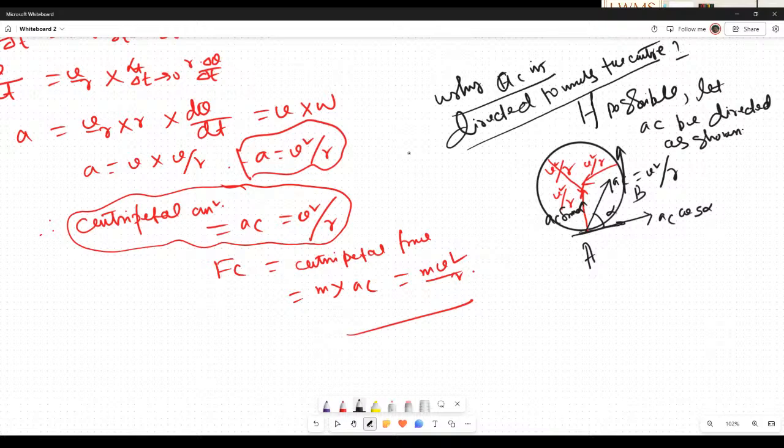So here, if the acceleration were directed in some other direction, a tangential component would increase the velocity. It would not be able to maintain uniform circular motion. Am I correct? That's why it will be directed towards the center. Clear? You understand? All of you understand?